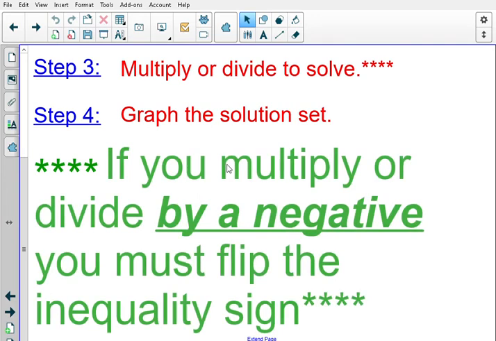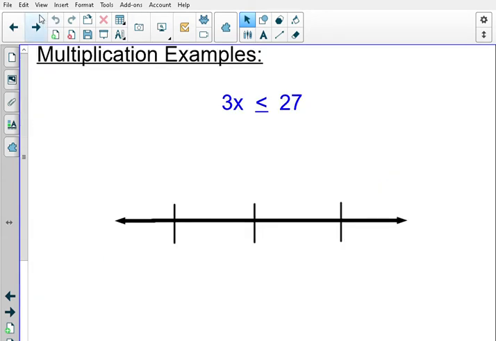It says, if you multiply or divide by a negative, you must flip the direction of the inequality sign. Okay? This is only if you multiply or divide by a negative. So let's take a look at a few examples and see how this works.